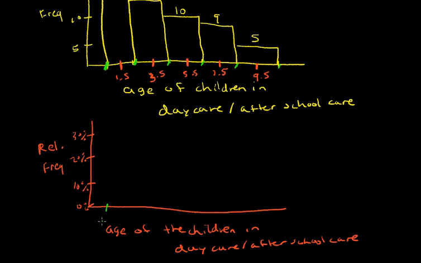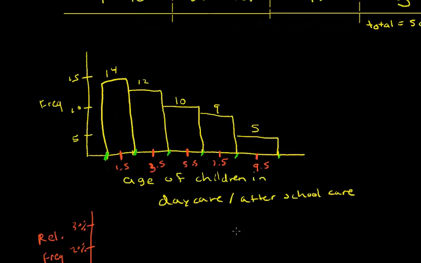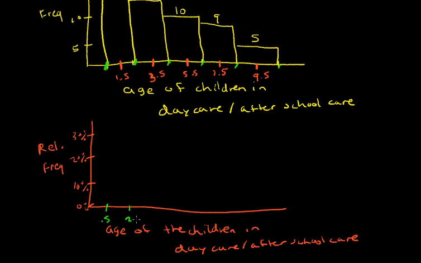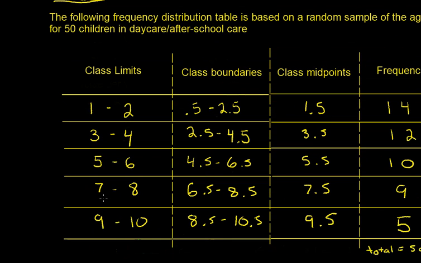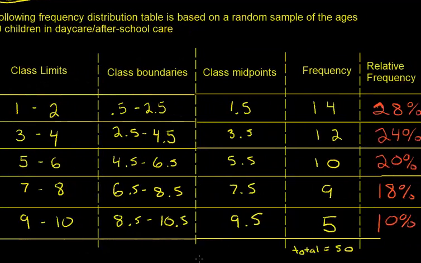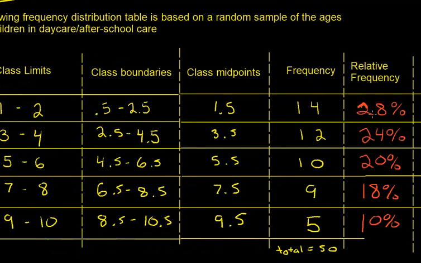This one would be 0.5 to, let's see, what did it go to? 2.5, then to 4.5, 6.5, 8.5, 10.5. Let me just double check all those. Yep. Okay. Now let's go to the relative frequency in our charts and start recording each of these bars. The first one is 28%, then 24, then 20.